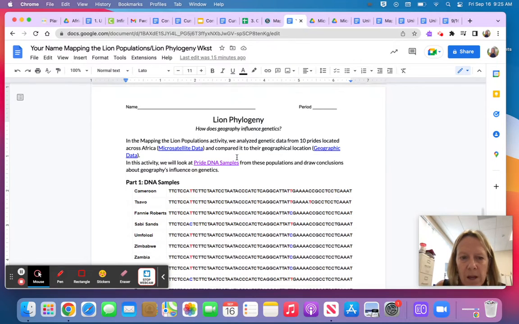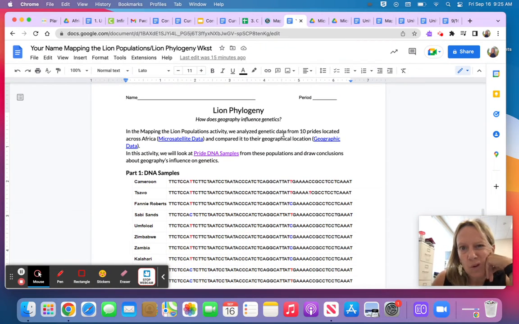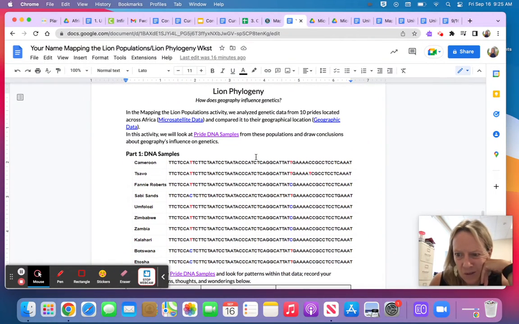Now we're going to actually look at some actual DNA samples. We haven't talked a ton about DNA. You saw the strawberry DNA looked like a bunch of snot, right? You know what a double helix looks like. You know what a chromosome kind of looks like. But what the heck is all this?